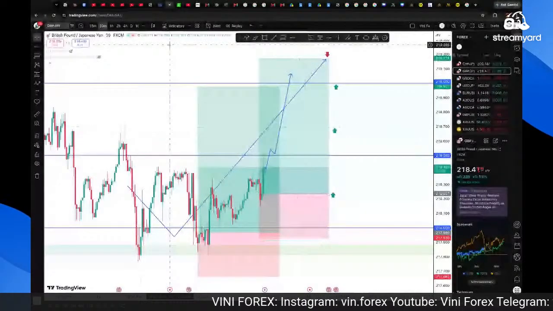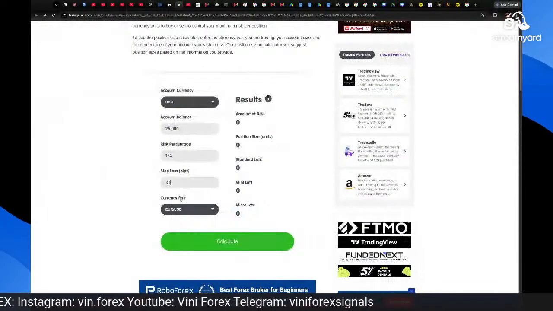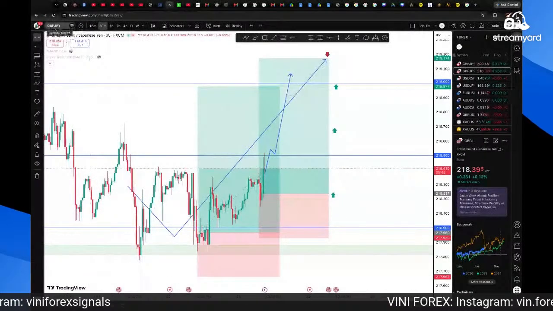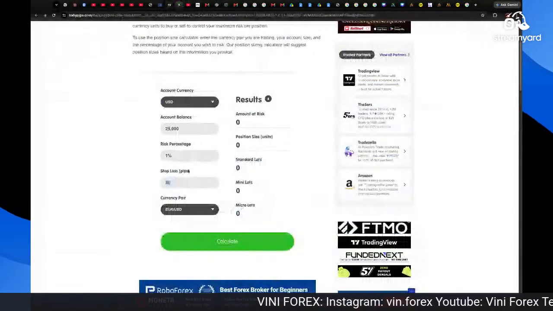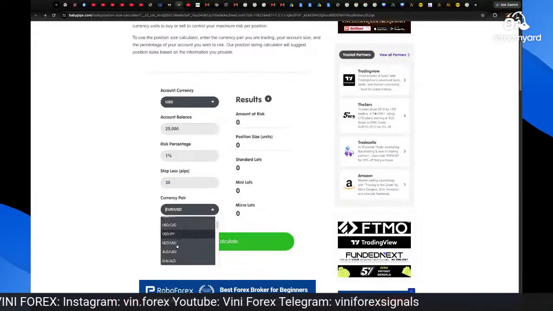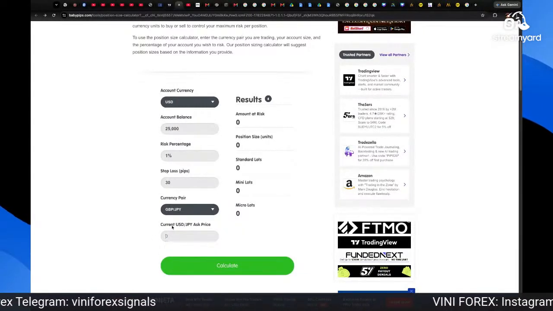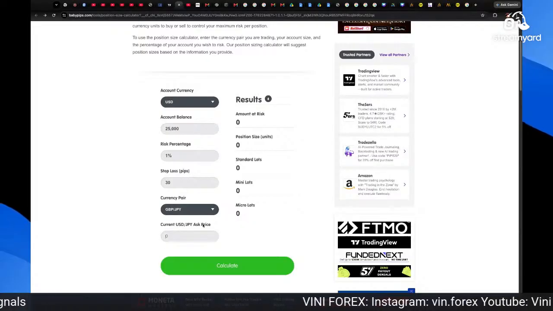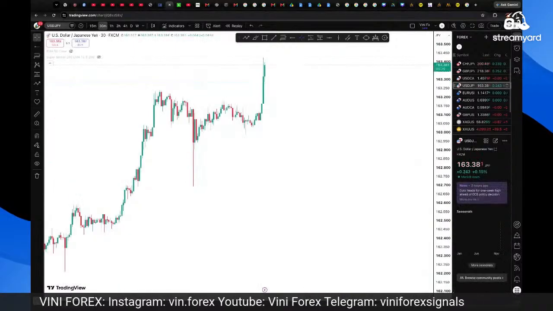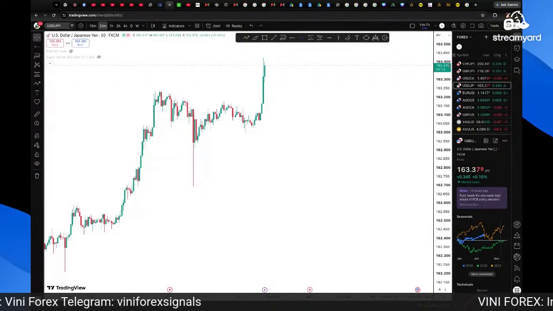So you come to Babypips. Your stop loss, in my example here, is 30 pips. The pair in this trade is GBP JPY. You search for GBP JPY. Then check the price on the chart. The price here is about 163.381.